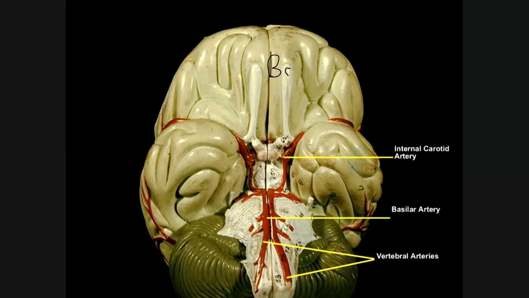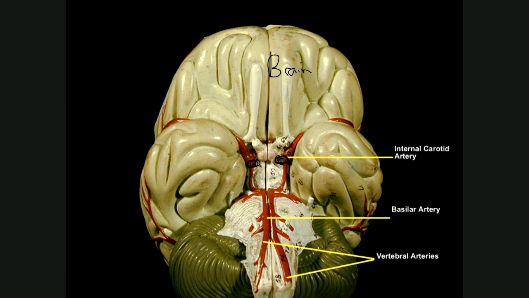So here's the brain inside your skull. And right there is that common carotid. Right there it is. Sorry, internal carotid. Right there. And then look, we're going to get vessels that branch off of it.